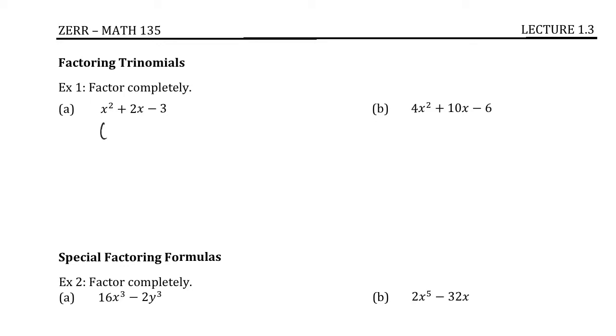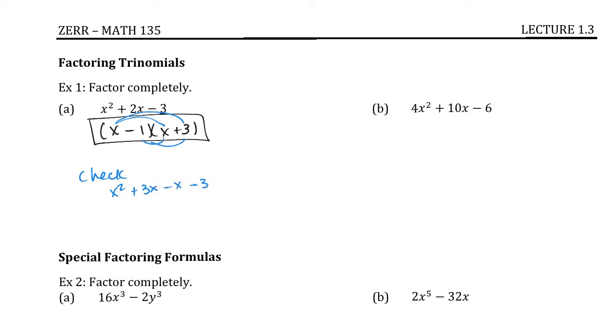Okay, let's just do a quick little review on factoring. So factoring just means to write that trinomial as a multiplication problem. So if we figure out what's going to multiply to -3, that could be 3 and -1. And then if I were going to check this, I could just distribute my x, so I'd get x squared plus 3x minus x and minus 3.